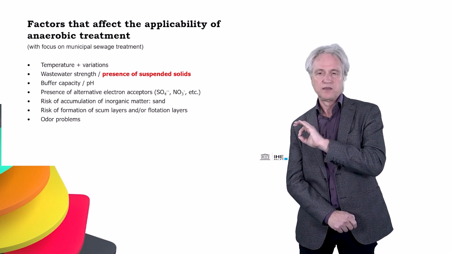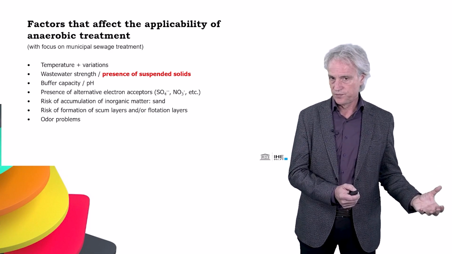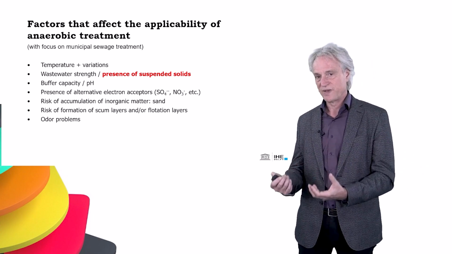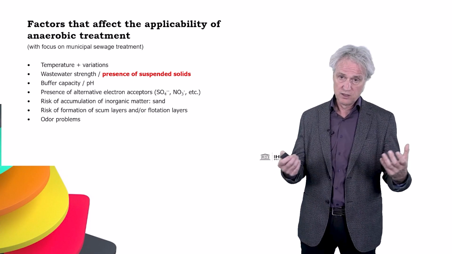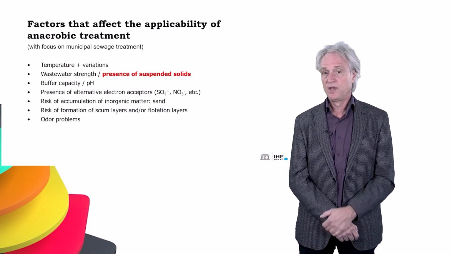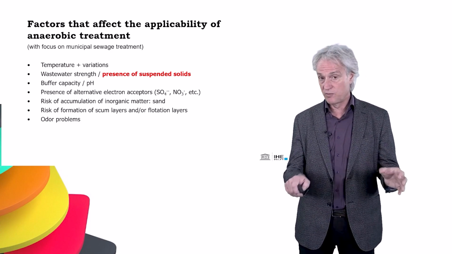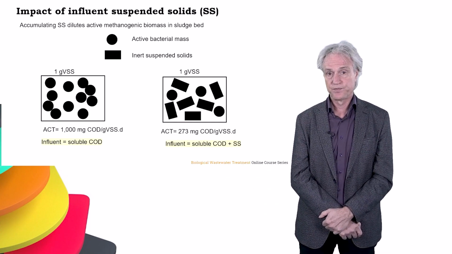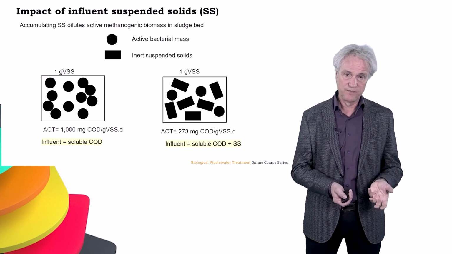Do remember that the municipal sewage treatment plant treats raw sewage. A part of the COD is present as suspended solids. In fact, a very large part, 40 to 50% of the incoming COD is present there as suspended solids. And what stays in the anaerobic reactor behind is primary sludge. And the primary sludge will be digested in the sludge bed of the anaerobic reactor. But the presence of suspended solids will reduce the activity.